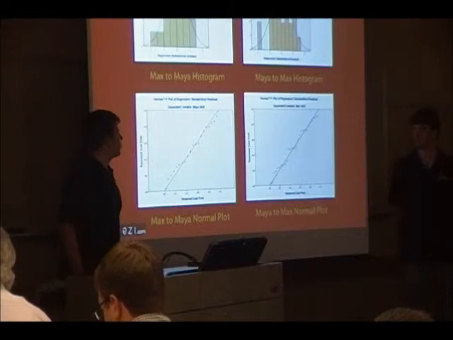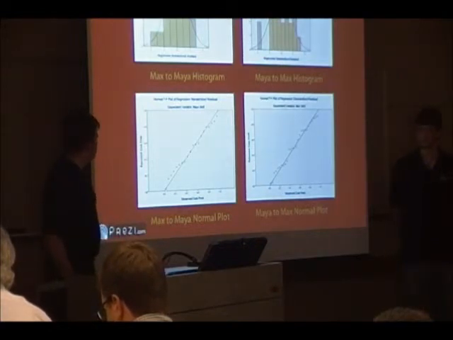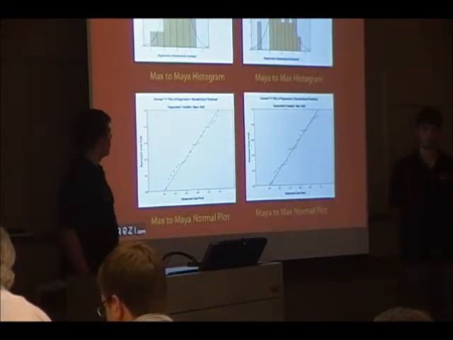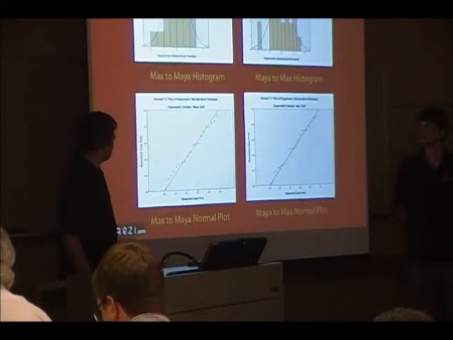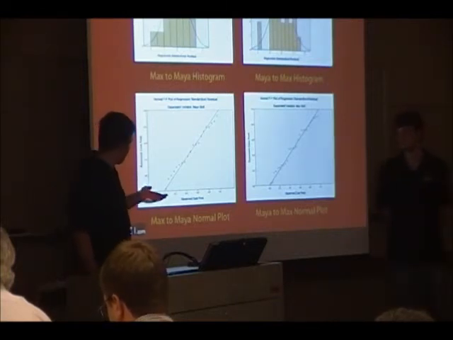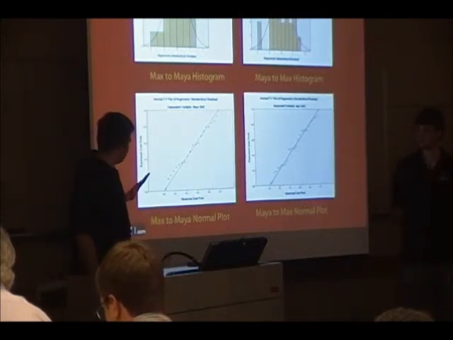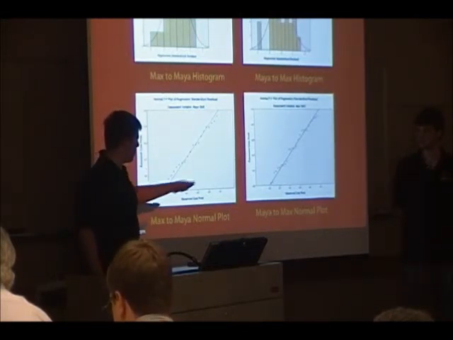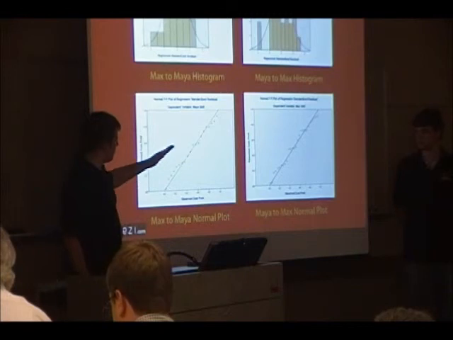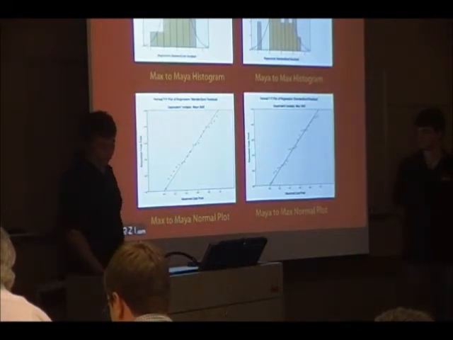Here we have the histograms and normal plots for the data. As you can see, they follow the normal probability curves well, and they fall within normal parameters. They follow the normal probability plot. The Max to Maya normal plot follows the data a bit more than the Maya to Max. However, they still follow it very well for normal.